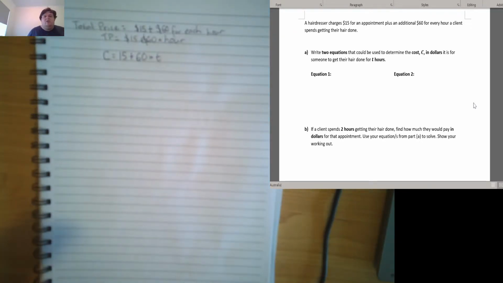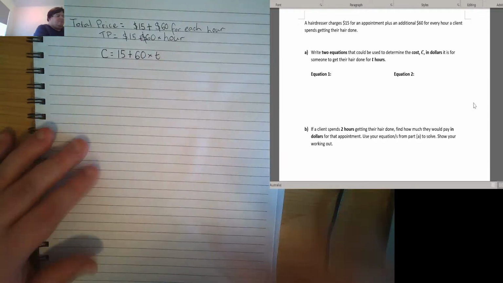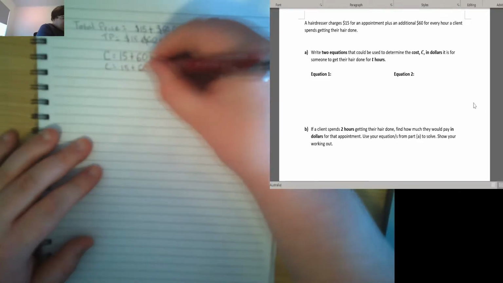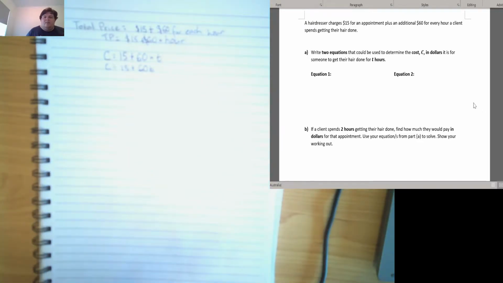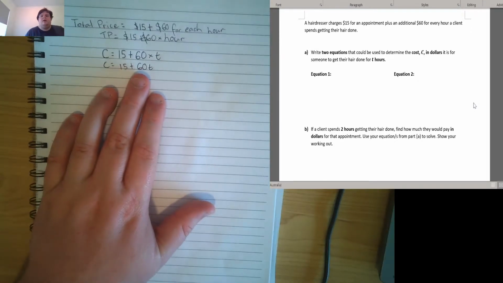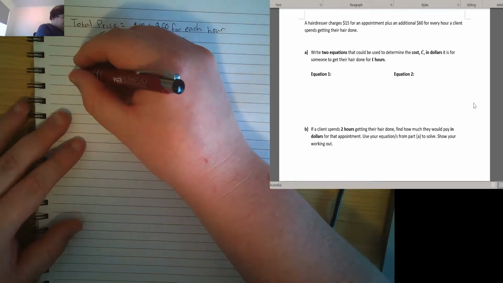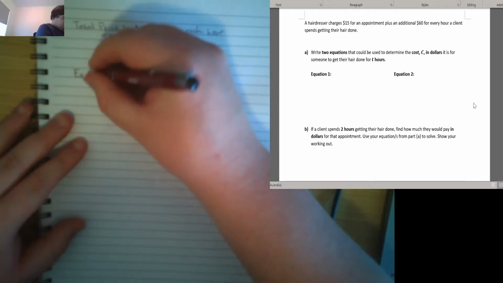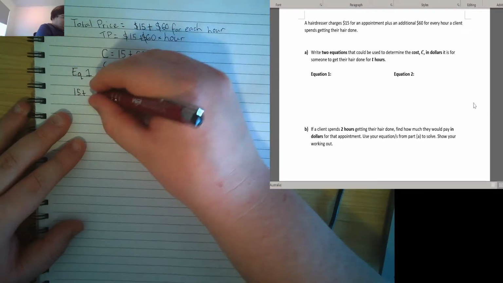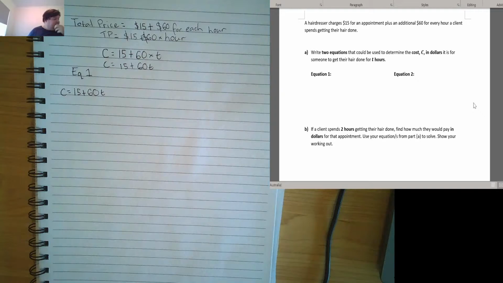Now it's asking me for two possible forms here. Let me simplify and go one step further. I'm going to say C equals 15 plus 60t, because remember, if we have a number and a variable multiplied together, we can just get rid of the multiplication sign and write them side by side. Now there are two forms that it wants me to find. This is form number one, so I'm going to write in here under equation 1. My answer is 15 plus 60t, and that's equal to C. I should include that there. All right, that's equation number 1.